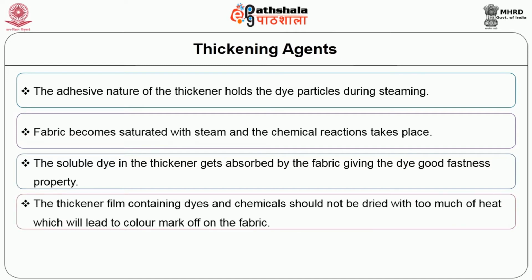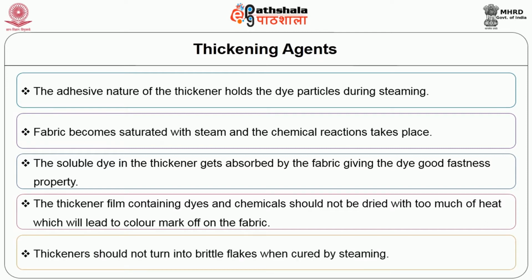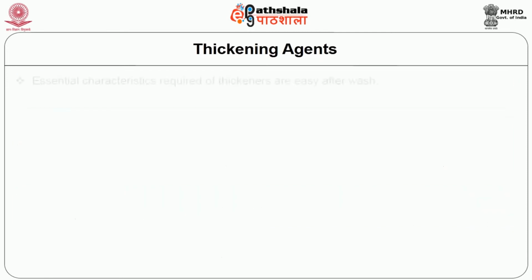The thickener film containing dyes and chemicals should not be dried with too much heat, which will lead to color marking off on the fabric. Thickeners should not turn into brittle flakes when cured by steaming. Essential characteristics required of thickeners are easy after wash.